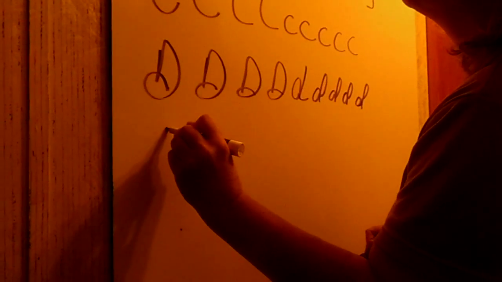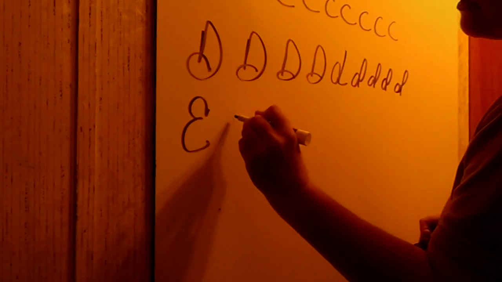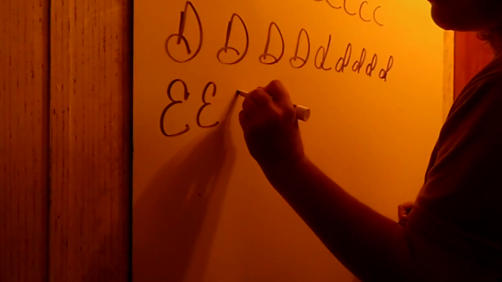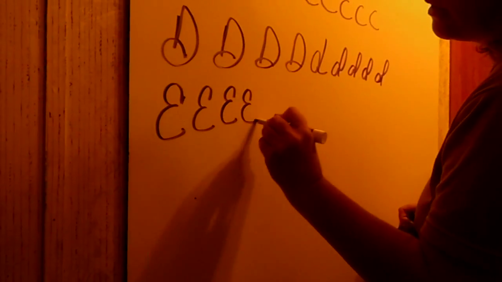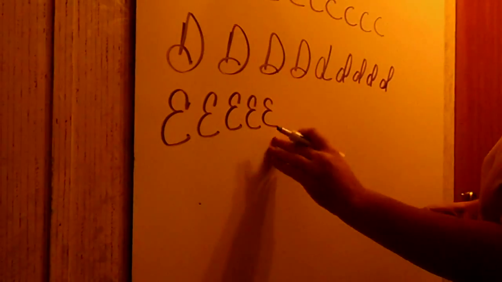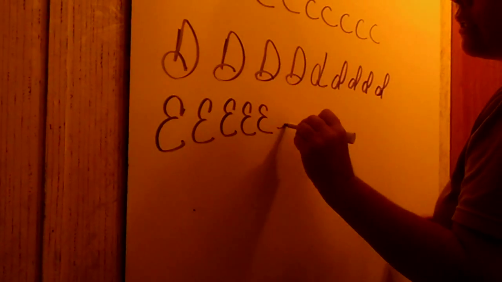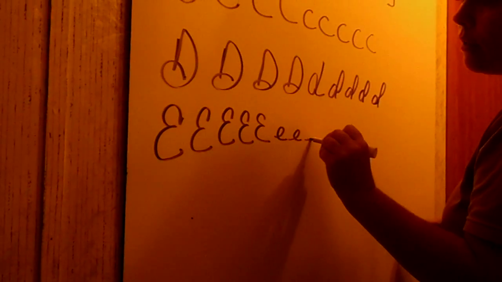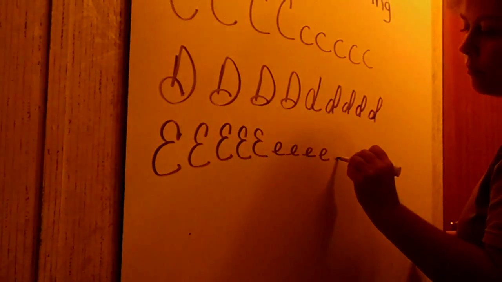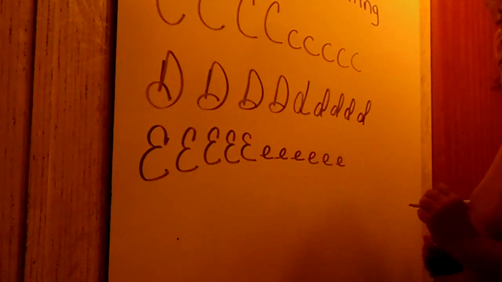E's. Capital E's. Looks like backwards threes. And then the cursive little E's are little loops. Are your E's.